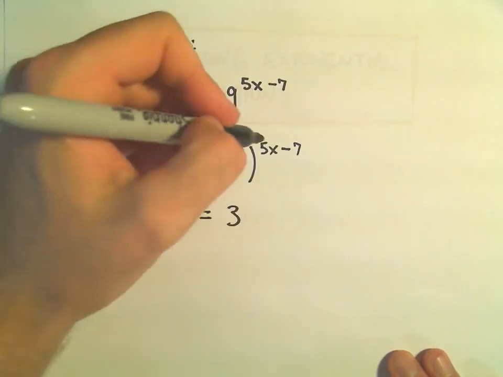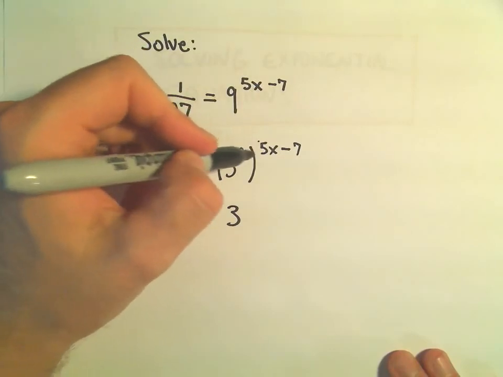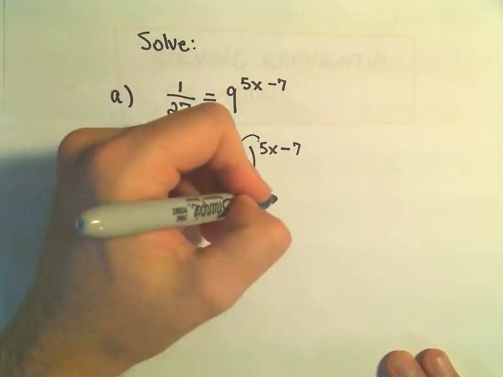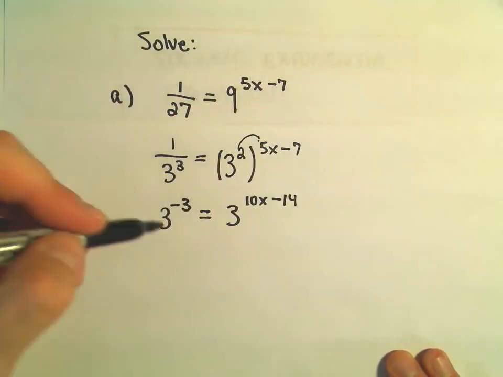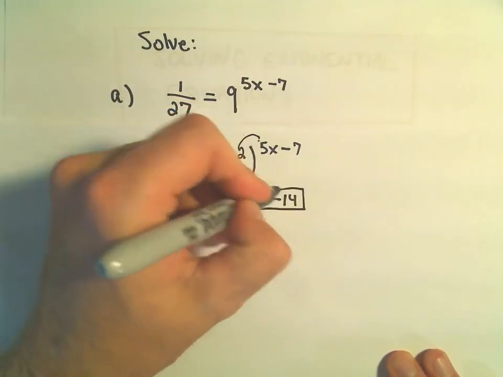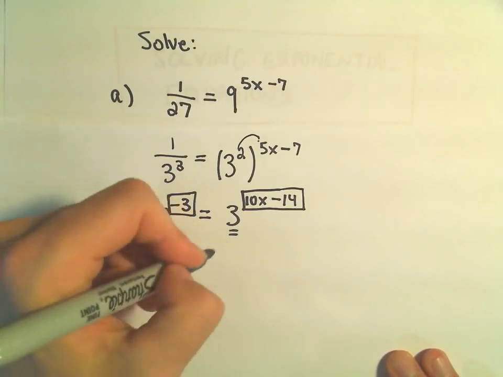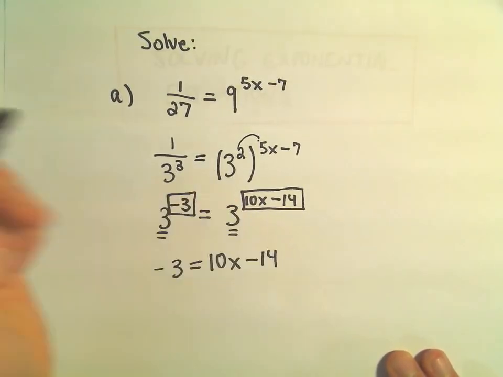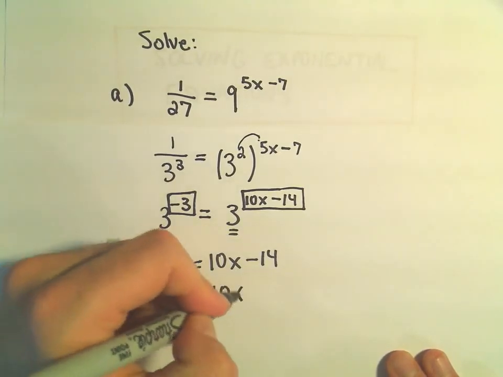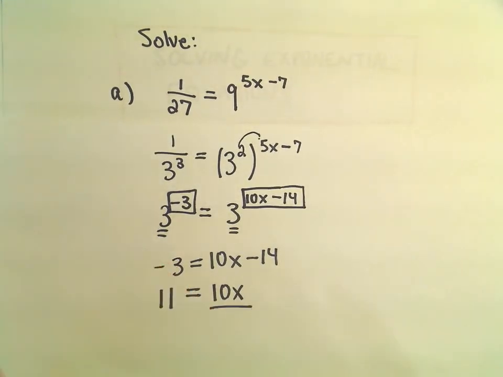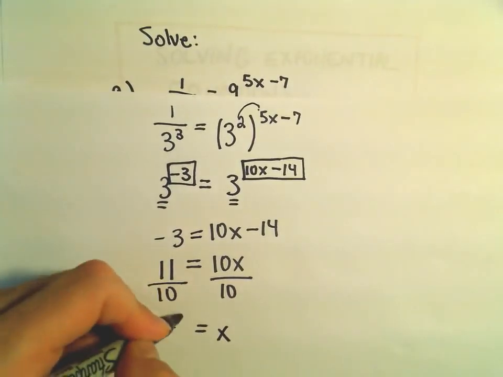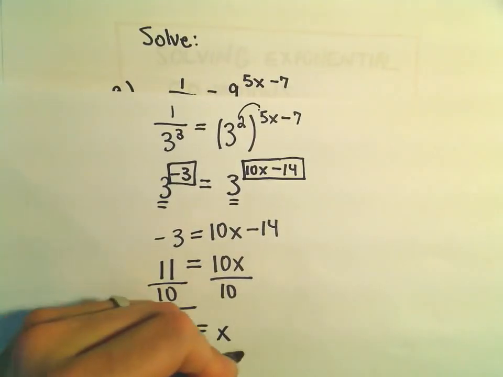And then on the right side, again, since these are in parentheses, we multiply. So 2 times 5x would be 10x. 2 times negative 7 would be negative 14. And now, since we have like bases, we can just set the exponents equal to each other and solve. So we would get negative 3 equals 10x minus 14. Well, I can add 14 to both sides. That would give me 11 on the left side and just 10x on the right side. And now I can simply divide both sides by 10. And my solution would be x equals 11 over 10.